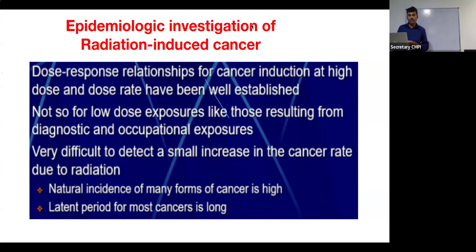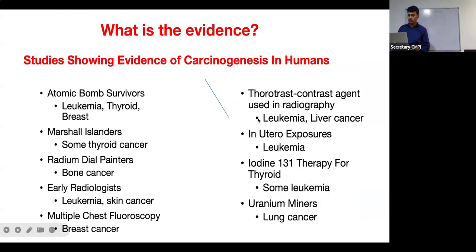That number is high. Another challenge is the latent period. Once the exposure happened, the effect won't come very soon. There is 8 to 10 or 12 years of latent period for cancer induction. So these are the challenges for getting an established curve for low dose and low dose rate cases for cancer.